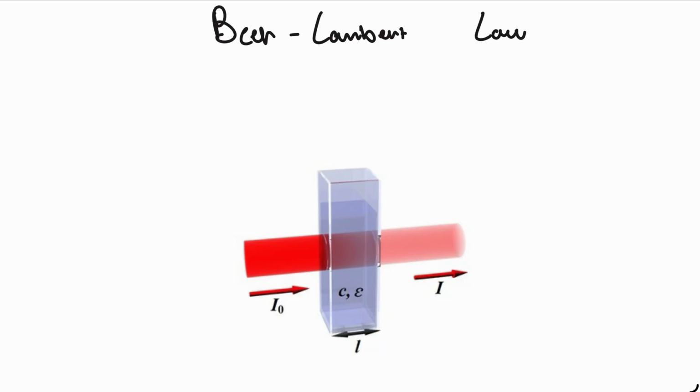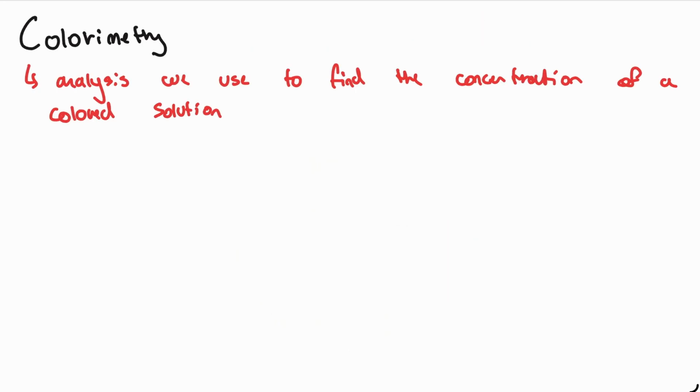Alright guys, we've made it to the very last video for Unit 3 in AP Chemistry. In this video, we'll be talking about the Beer Lambert Law. Let's start off by exploring what colorimetry is. Colorimetry is a quantitative analysis we can use to find the concentration of a colored solution.